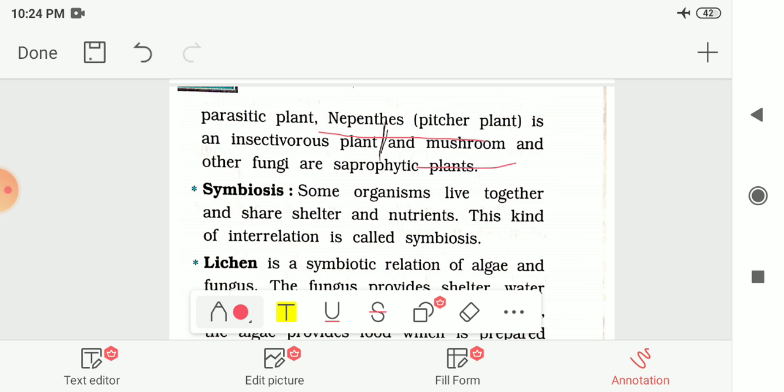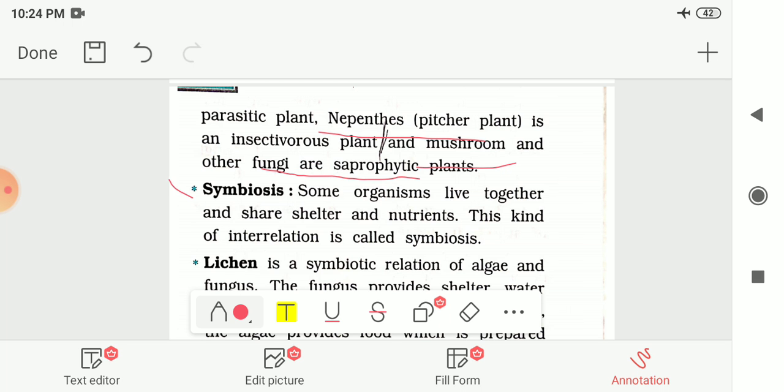And mushroom and other fungi are saprophytic plants. They are taking their food from the decaying matter. So this kind of plants are known as the saprophytic plants.